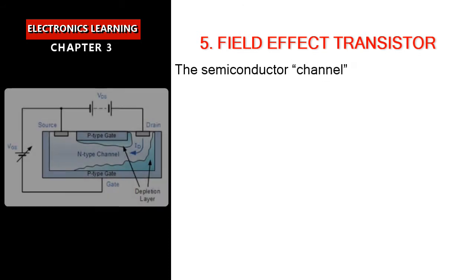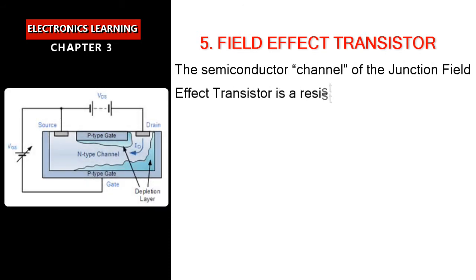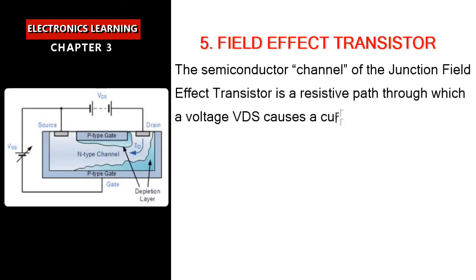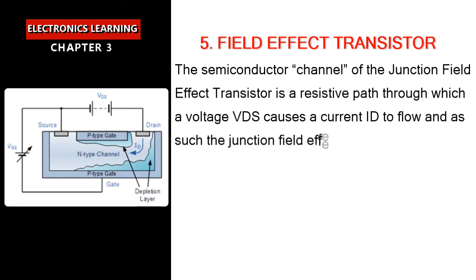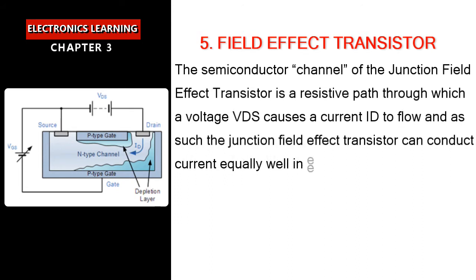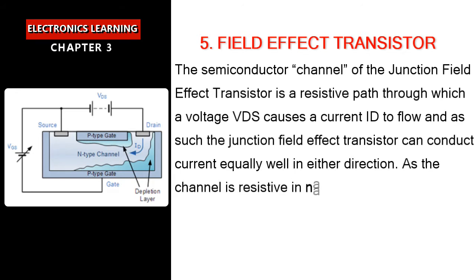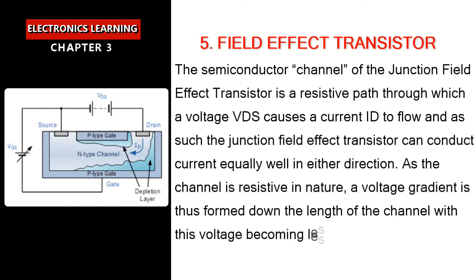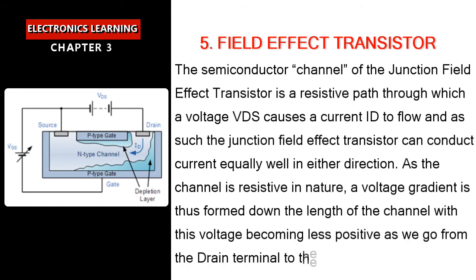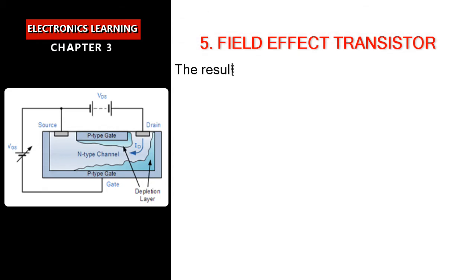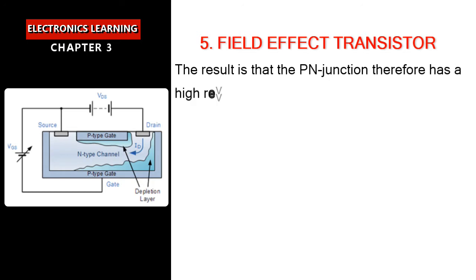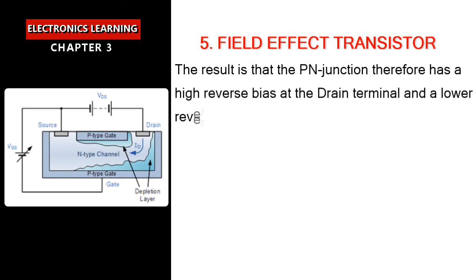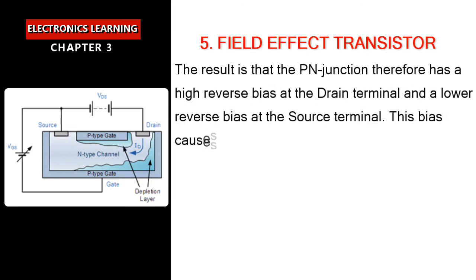The semiconductor channel of the junction field effect transistor is a resistive path through which a voltage VDS causes a current ID to flow, and as such the junction field effect transistor can conduct current equally well in either direction. As the channel is resistive in nature, a voltage gradient is thus formed down the length of the channel, with this voltage becoming less positive as we go from the drain terminal to the source terminal. The result is that the PN junction therefore has a high reverse bias at the drain terminal and a lower reverse bias at the source terminal.